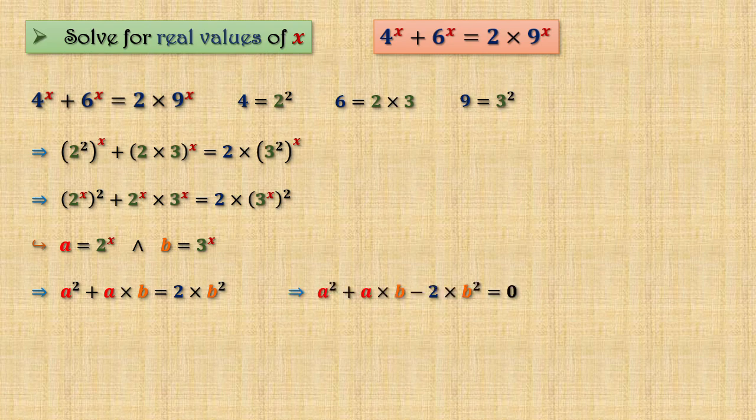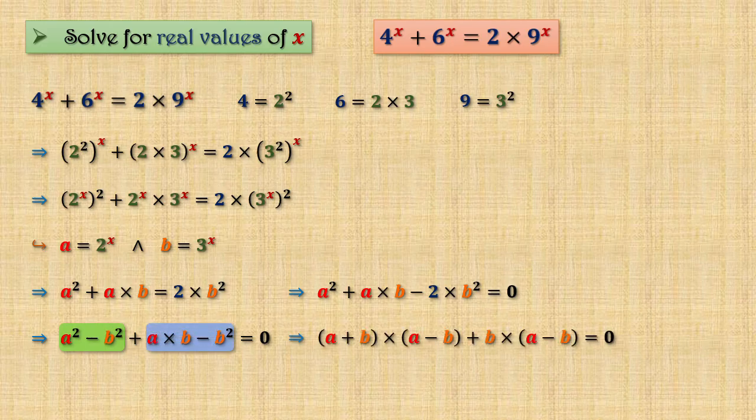Rewriting, we get a squared plus a times b minus 2 times b squared equal to 0. We rearrange the left side to get the equation a squared minus b squared plus a times b minus b squared equal to 0. Now by factorizing the squares difference, a squared minus b squared, and extracting b as a common factor from the terms a times b and negative b squared, we get the equation a plus b times a minus b plus b times a minus b equals 0.